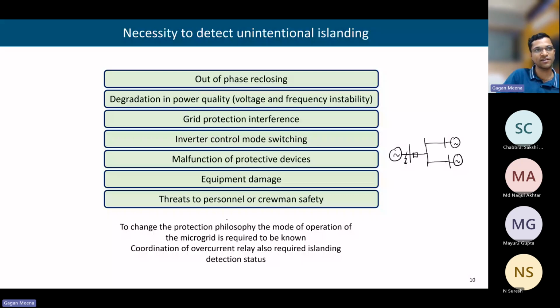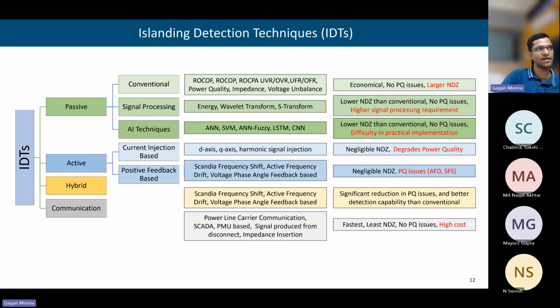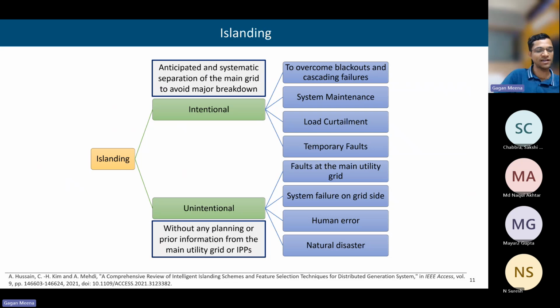In the microgrid, there are local and central controllers, and they need to communicate with each other the status of the circuit breaker so that the protection philosophy can be changed whenever the mode of operation changes. So these are the different types of islanding detection techniques. These are intentional islanding detection techniques.